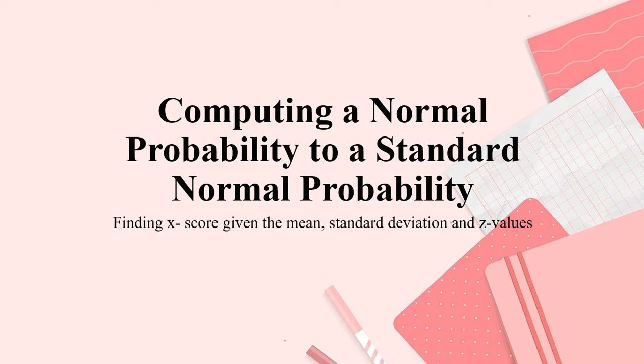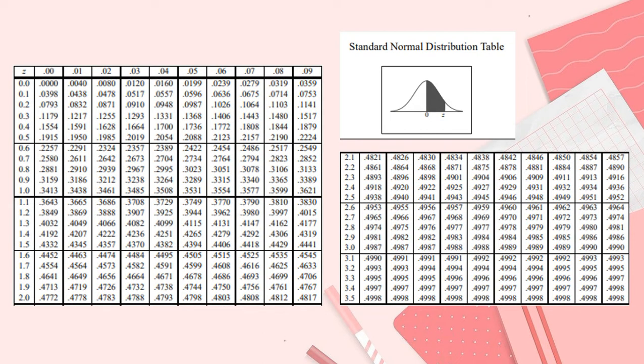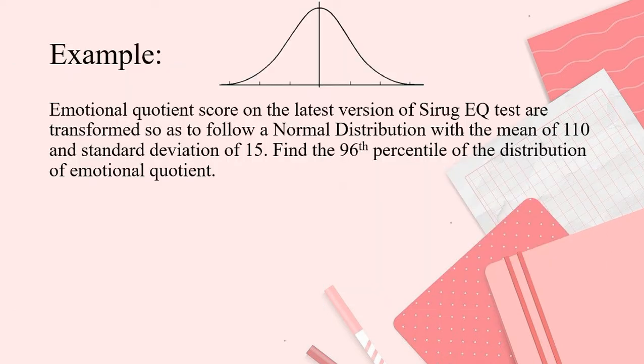So kanina ang nawawala si z. Ngayon naman, paano pag si x yung nawawala? So, ano naman yung ating magiging solving or kung paano natin siyang isa-solve. So, again, kakailanganin po natin yung ating standard normal distribution table. Kasi dito po tayo kukuha para sa value ng ating z. Okay, so let's have an example.